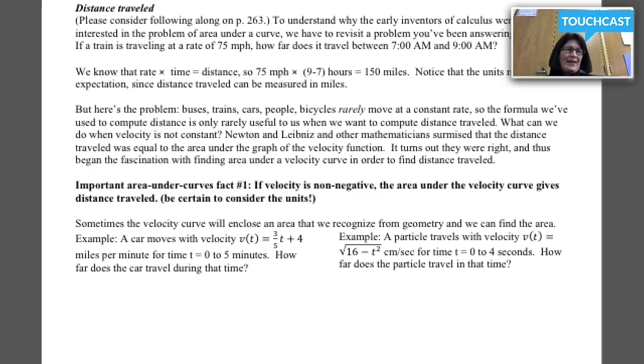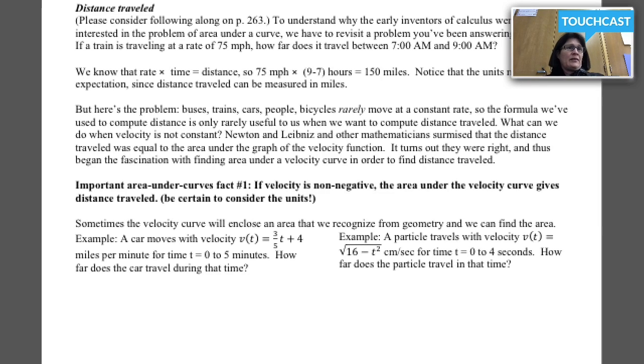And here's why they were interested in that question. So go back to this problem that you've been doing forever. There's a train, it's going 75 miles an hour, and between 7 a.m. and 9 a.m., how far does it get? So we know, you can pull out this formula we've used a million times, rate times time equals distance, and I can do this multiplication.